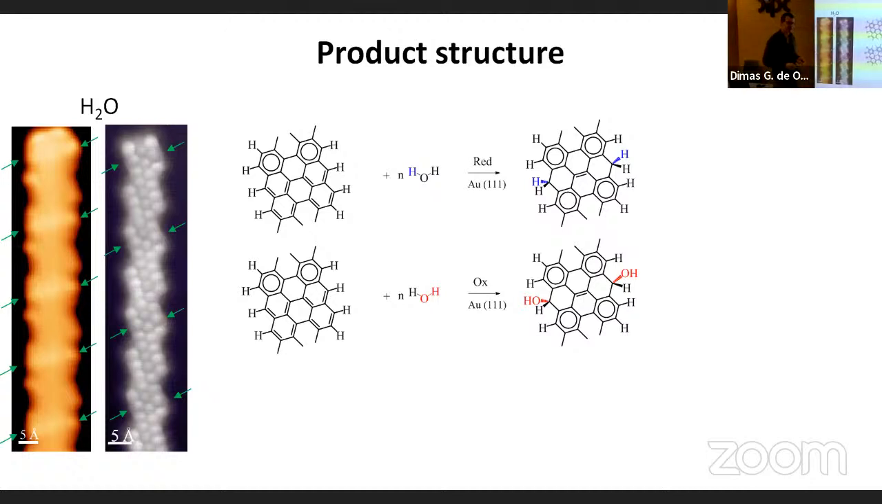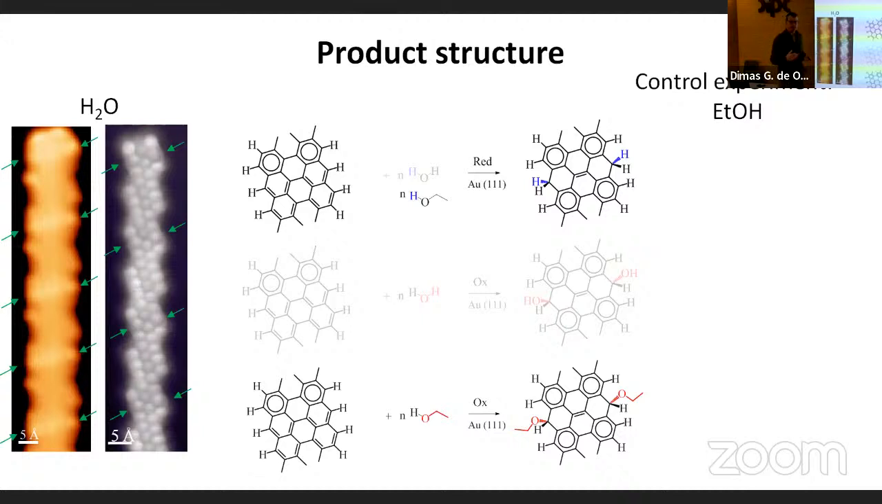And then what we decided to do is a control experiment. We use ethanol instead of water. With ethanol, we would expect a similar reaction to happen. If it was a reduction, then we would end up with the same product as with water. If it was an oxidation, we would have this additional carbon tail here, that would be more easily distinguishable with our STM.